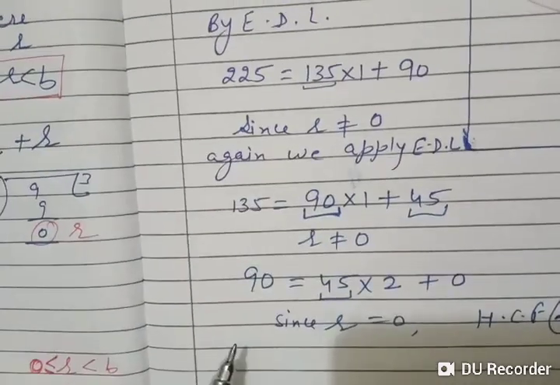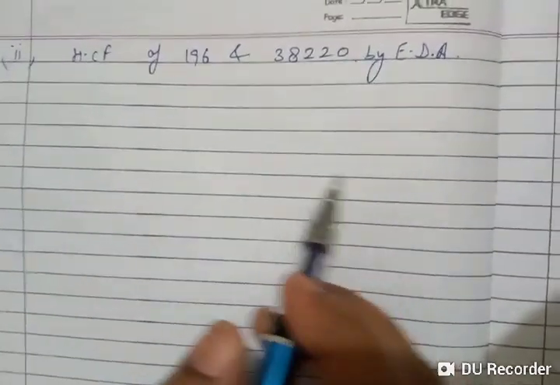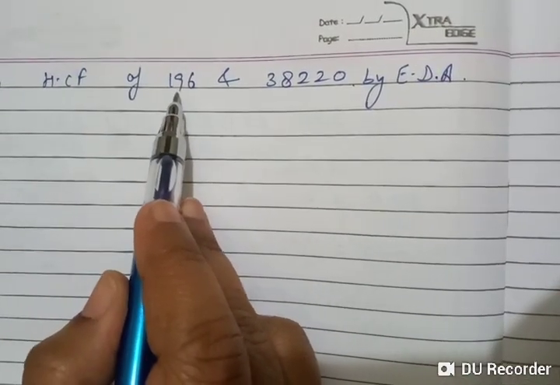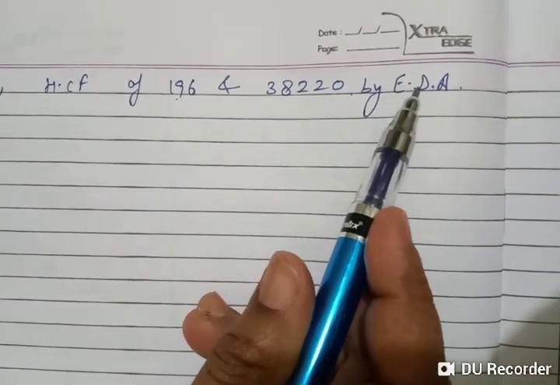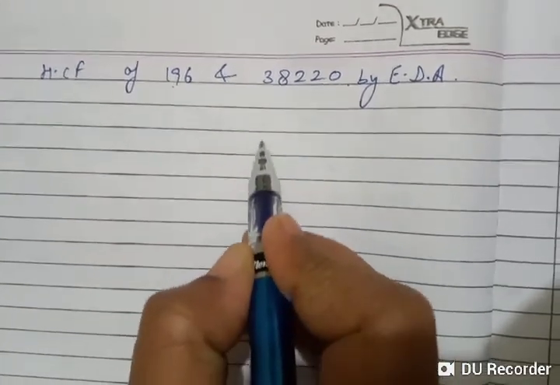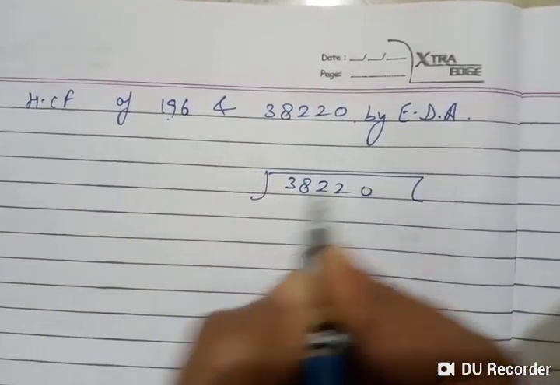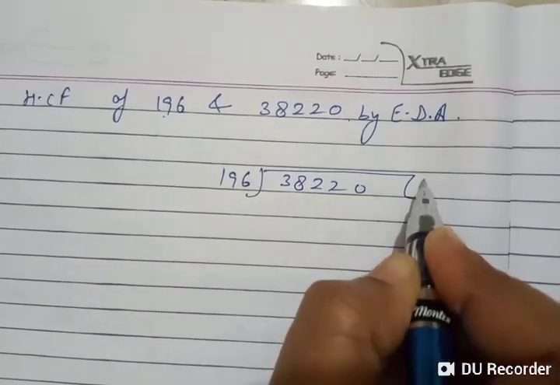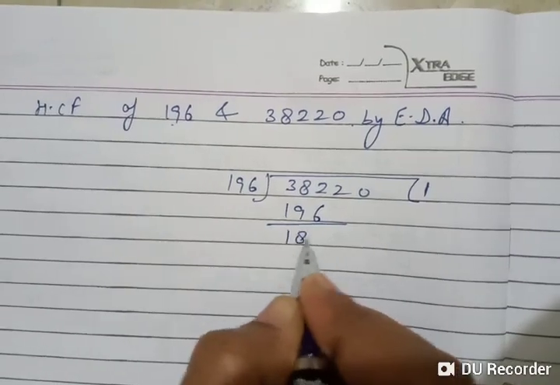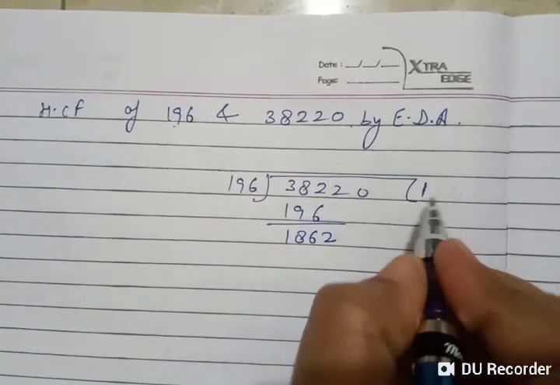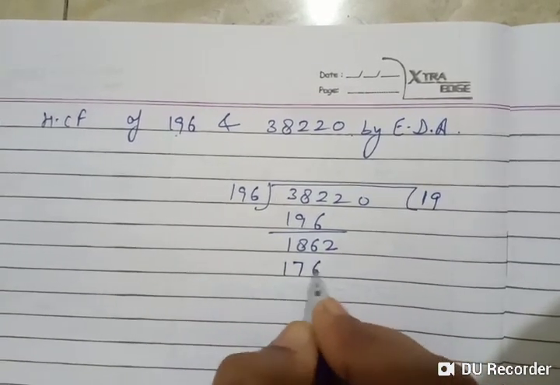So you can pause the video and note down the solution. Now the second part that we'll discuss is the second part of your NCERT book, first question. 196 and 38220, again by Euclid division algorithm we will find this. So again in the rough work we will divide 38220 by 196. 196 1 is 196, remainder is 1862. Then we'll divide it by 196, 9 times, which is 1764.